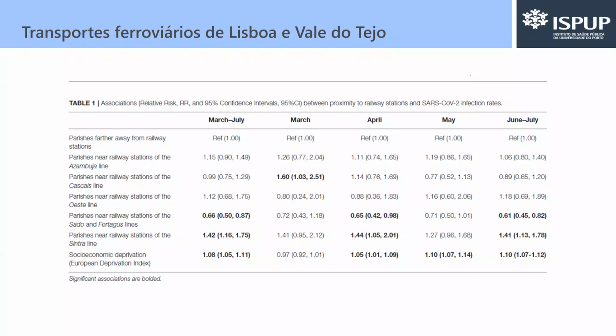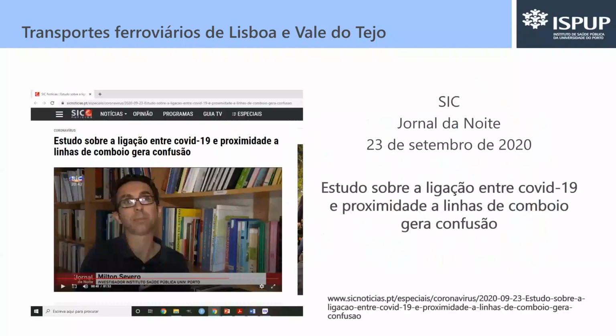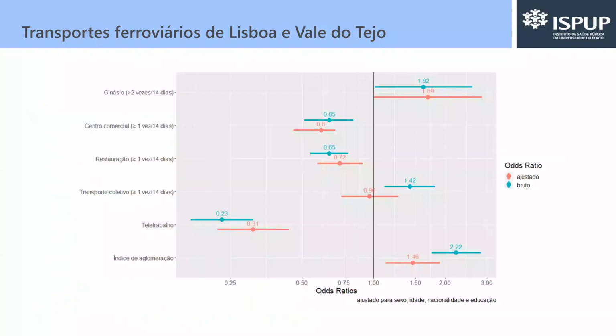So we said maybe the reason is not only the train, and we got a lot of trouble here. The ministry interpreted this as saying there was no risk in using trains. I needed to explain to the journal that this was not what we said. So it is very difficult to deal with communication.